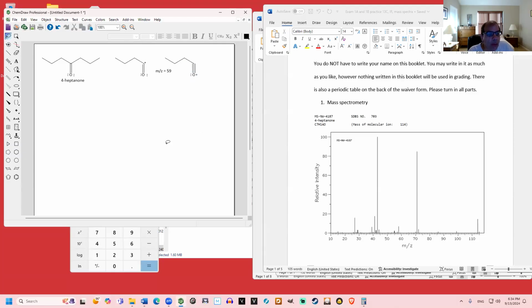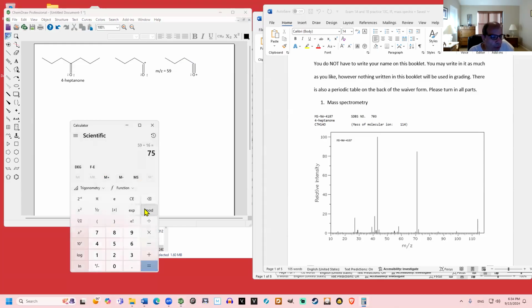Oh, I know what I did wrong. I did C3H7O. It's C4H7O. Let's try that again. Wait a minute. 3, 5, 7. Seems low, but, well, I guess not if there's a triple bond between the oxygen. So let's try that again. 4 times 12 plus 7 for the 7 hydrogens plus 16 for the oxygen. That's more better, 71.